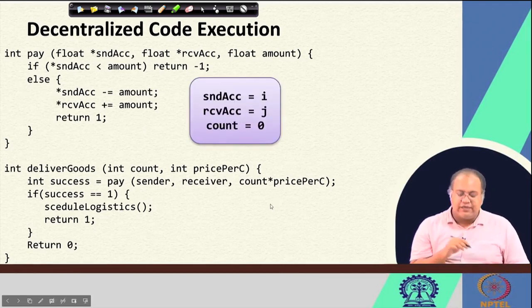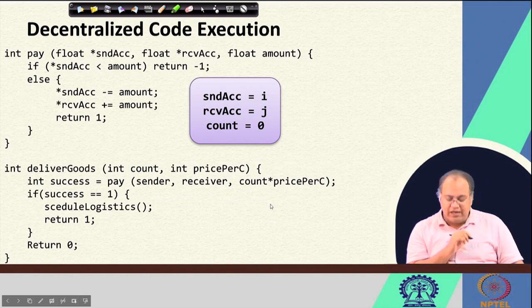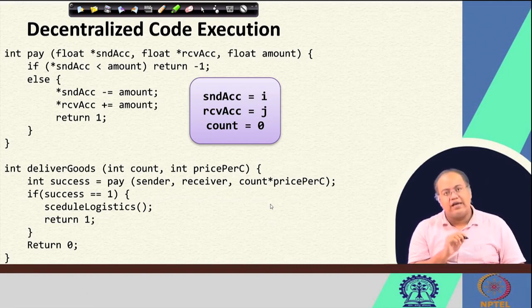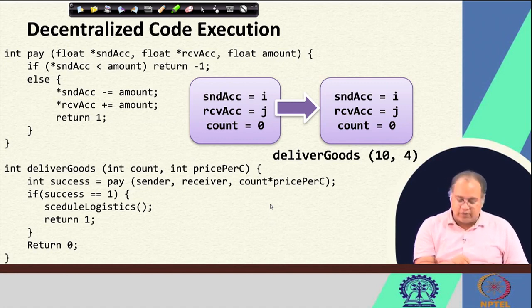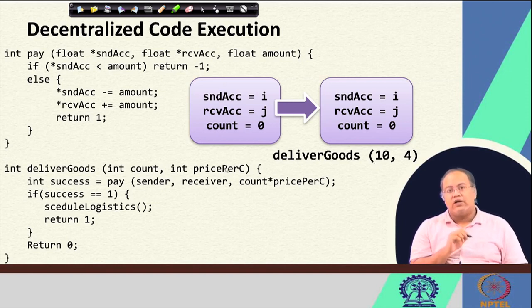That means, say this is my initial state: the sender account has amount i, the receiver account has amount j, and the count is equal to 0. That way I am initializing the state. Now, say I make a call to the function deliver goods 10 4. That means my count is equal to 10 and price per C is equal to 4, so I am going to send 10 items and the price per item is 4 rupees or 4 bucks.